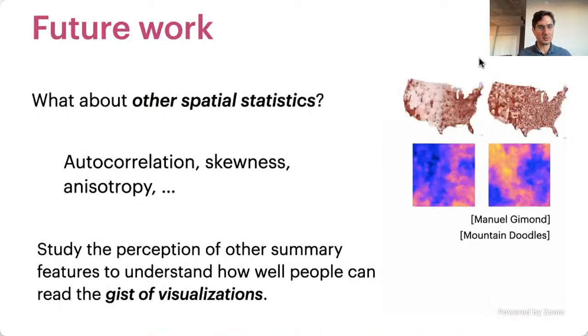In terms of future work, we would love to explore other spatial statistics, things like autocorrelation, skewness, anisotropy. And we can use similar methods to study those, and that in turn would give us a more holistic picture of how people read the gist of these visualizations, and how we might be able to use them in a science communication context more effectively.